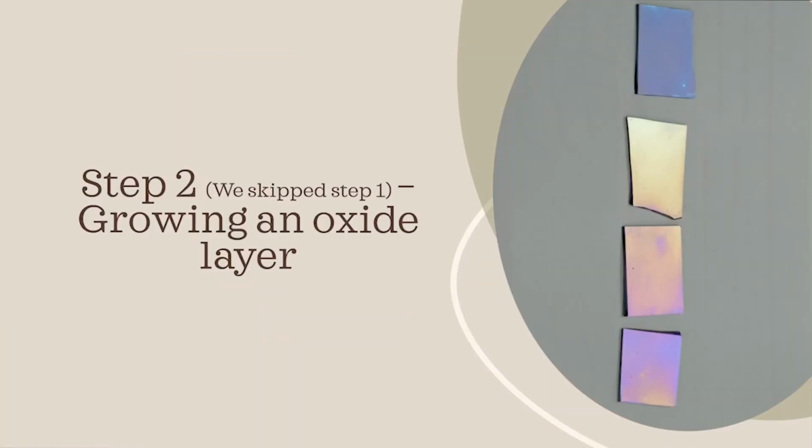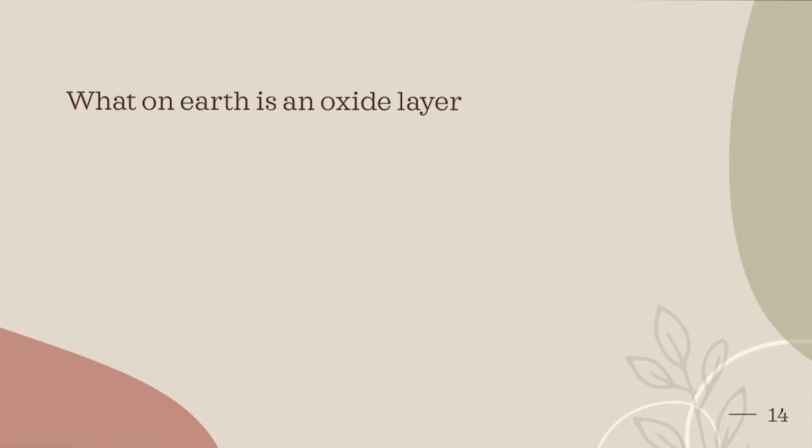So step 2, we're assuming we have our silicon wafers. We need to grow an oxide layer. But what is an oxide layer? We unfortunately cannot directly change the atoms like this. We don't have tweezers, we can't just go pluck out one of them.